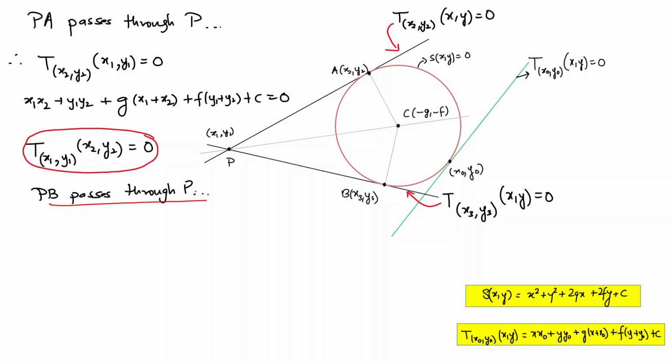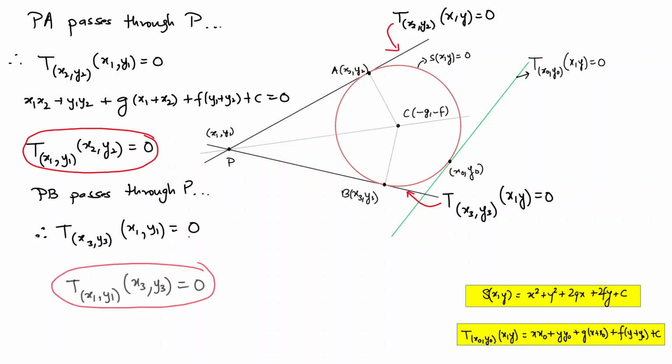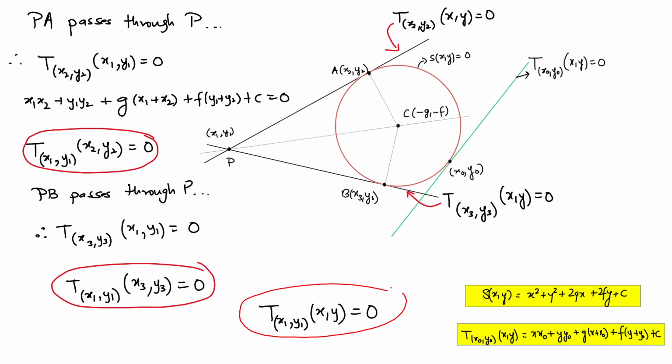PB passes through point P, so this T x3 y3, this is the equation of the tangent. You put the x1 y1 point in this, and it should satisfy. So because of that, and then again because of this symmetric relation, x1 y1 you can put here, x3 y3 you can put there. Now what happens is you see the T x1 y1, imagine this equation.